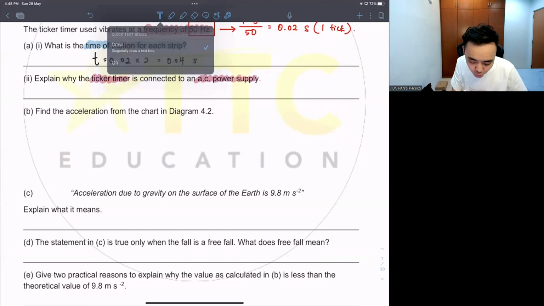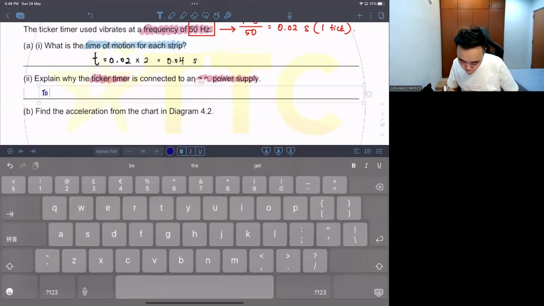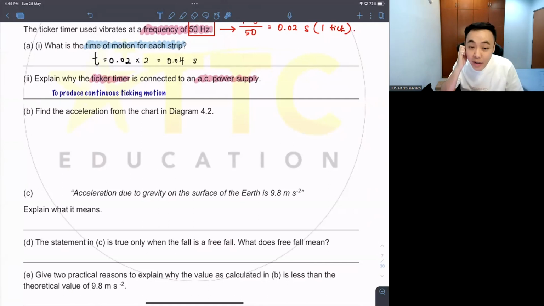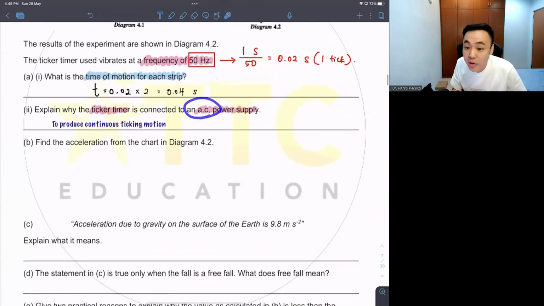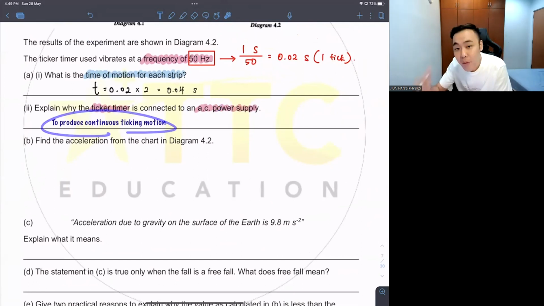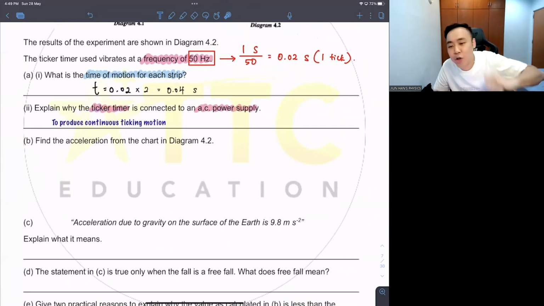So what's that for? It's for you to produce continuous ticking motions. The so-called ticking motion is the up and down motion. Get it? This is one question that a lot of people don't know the answer to. You don't even know we are supposed to use AC. Why is that so? For this. Are we good? Okay.